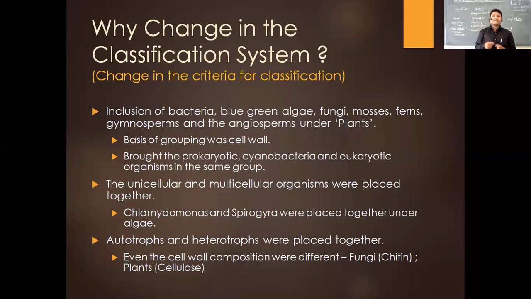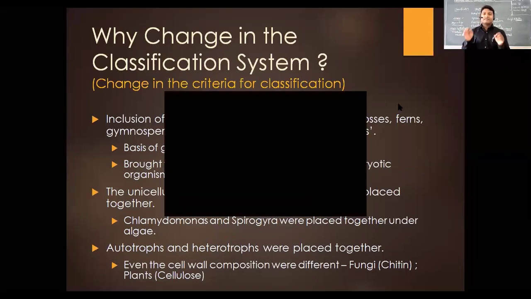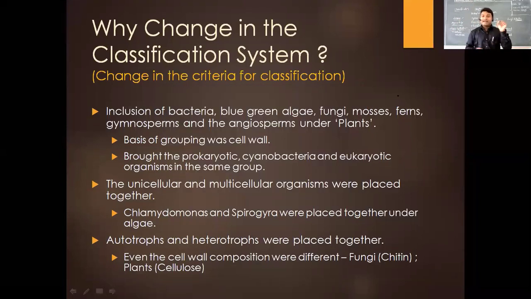So I'm going to give you a few examples of what mistakes were made, and how they have been rectified now. Earlier, the inclusion of bacteria, blue-green algae, fungi, mosses, fern, gymnosperm, all of these were placed in the same kingdom, the same group under plants, simply based on the cell wall composition, which is not correct. Both the prokaryotic and eukaryotic organisms were placed in the same group, which is highly illogical in today's understanding.